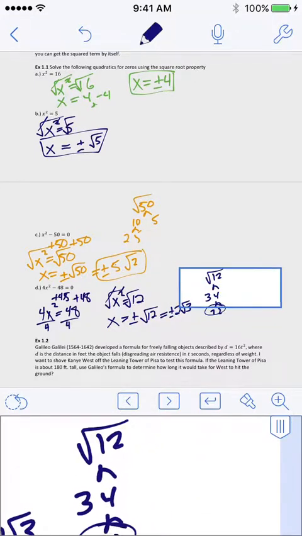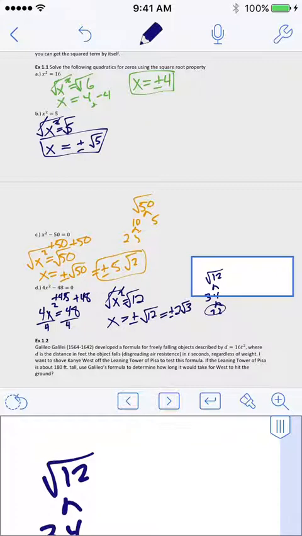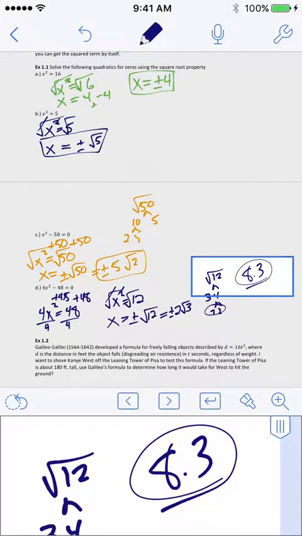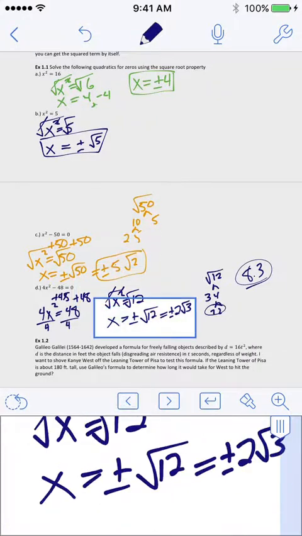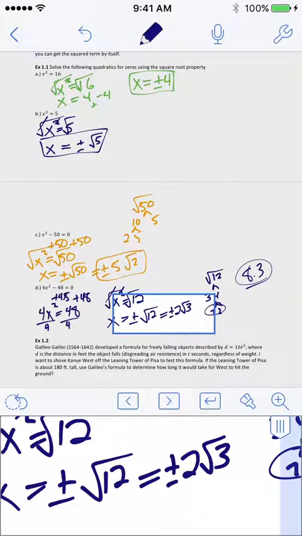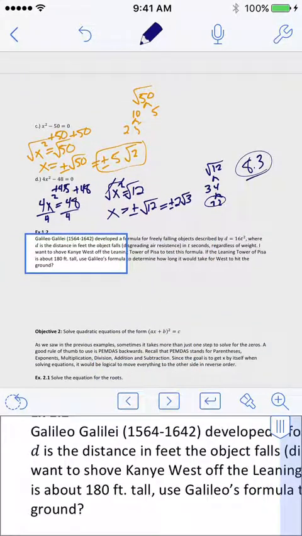If this part right here is very ambiguous to you, you have no idea what's going on, then you need to go back to section 8.3 and check out simplifying radicals. So check out the video for simplifying radicals, 8.3. That's what this part is right here. Okay, so that's the square root property. Basically it just tacks on that plus or minus, right? Otherwise, it's a pretty straightforward property. Let's see how it works in a word problem.